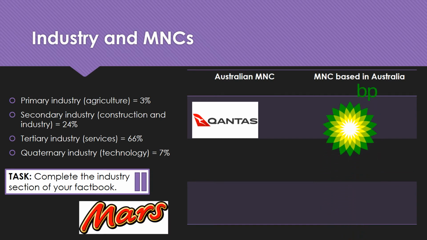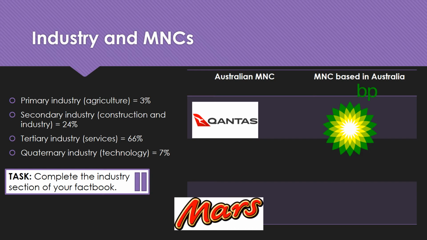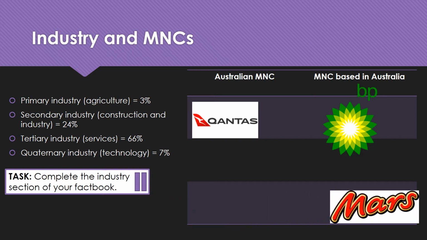Okay, Mars then. Mars are known as being a confectionery company, but also hopefully you know that there's Mars in Melton Mowbray that deal with pet food and pet care. So they're a really, really big multinational company, but are they from Australia or are they from elsewhere but have bases in Australia? Okay, so Mars are also an international company. I think they're American, but have bases in Australia too.